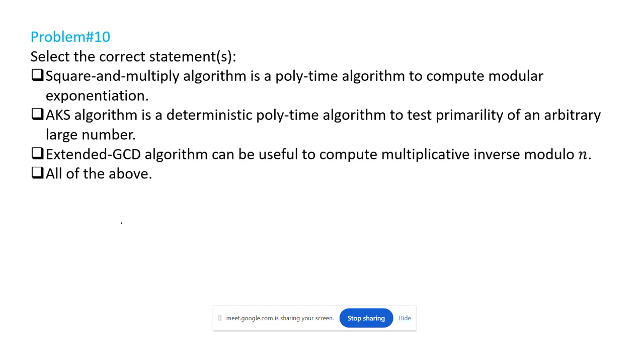The third statement says the extended GCD algorithm can be useful to compute the multiplicative inverse modulo n. Is this true?